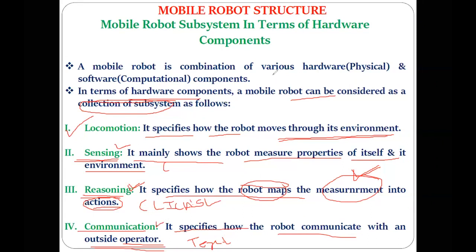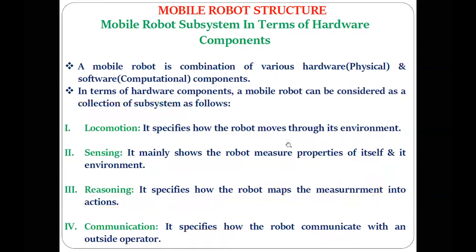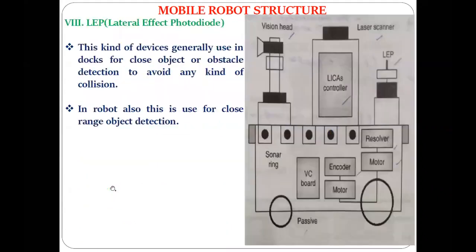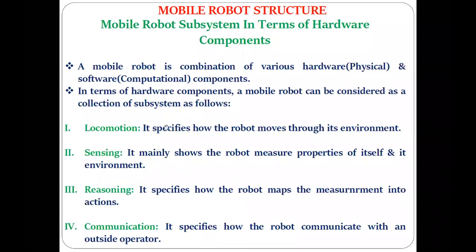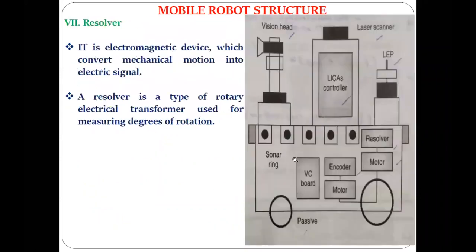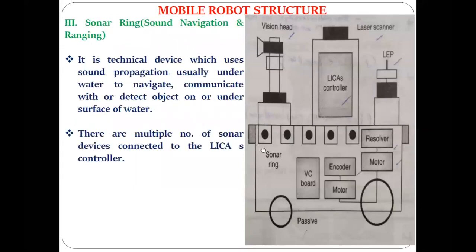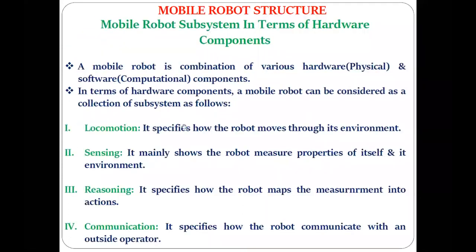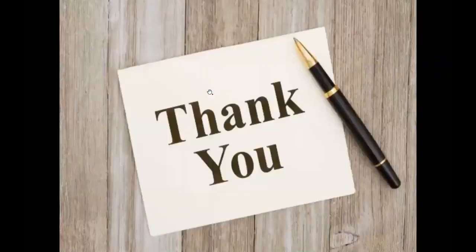So these are the different things related with the mobile robot hardware, the structure of the mobile robot, and the subsystems related with the components of the mobile robot. A 10 to 12 marks question can be asked on these topics, and a 4 marks question can also be asked on the mobile robot subsystems. And 10 marks can be asked on the structure of the mobile robot with this diagram, etc. Correct? So that's it from today's session. Remaining we'll continue in the next part. Okay, thank you, all of you.